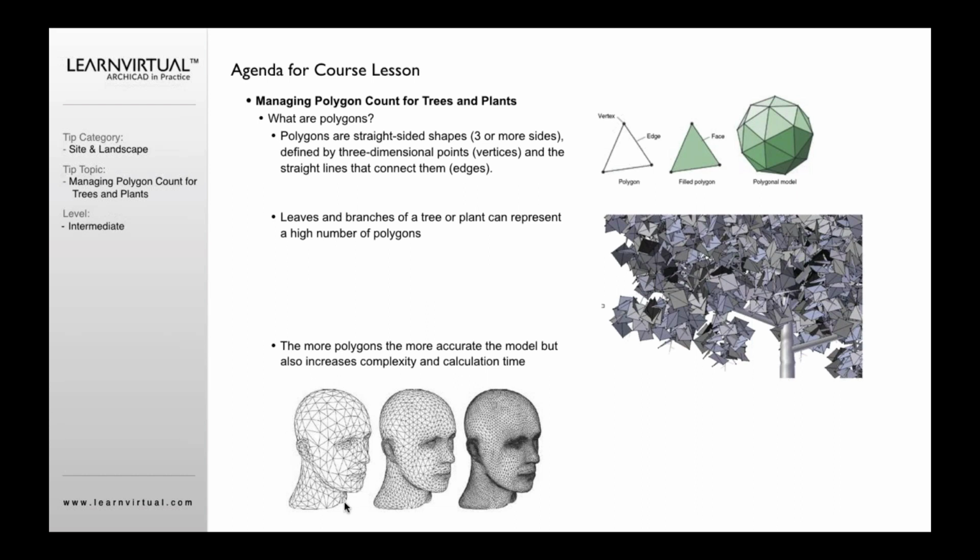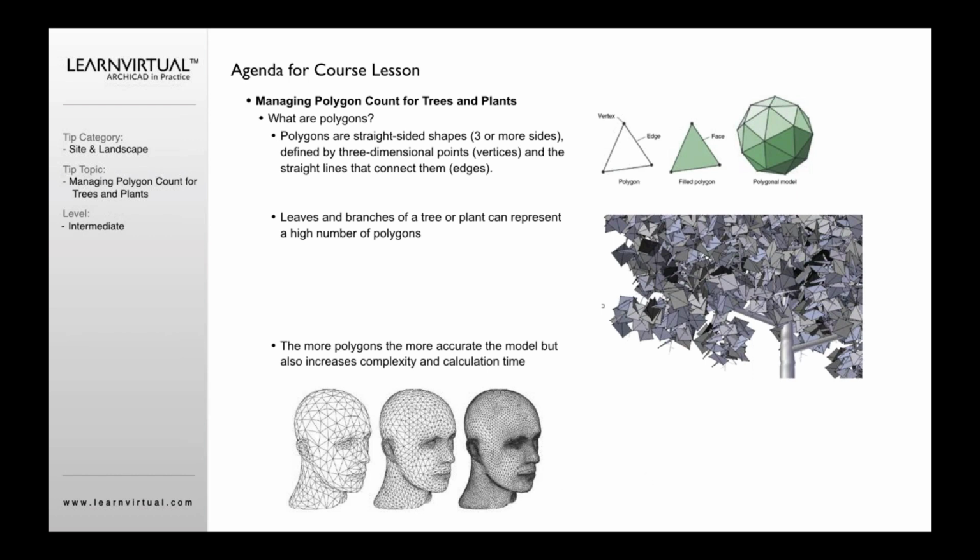This is another good example. This is a human face. You can see where, when we have less polygon counts over here, it's not as detailed. As it gets more detailed, basically we have more intense use of polygons to really represent the detail of this face. And that's the same thing with trees and plants.